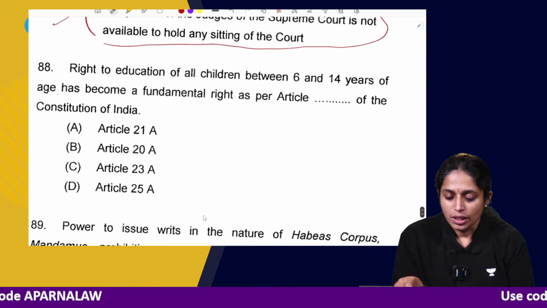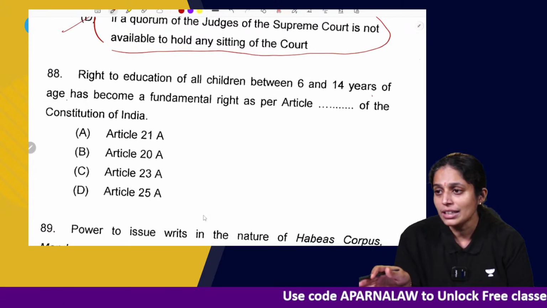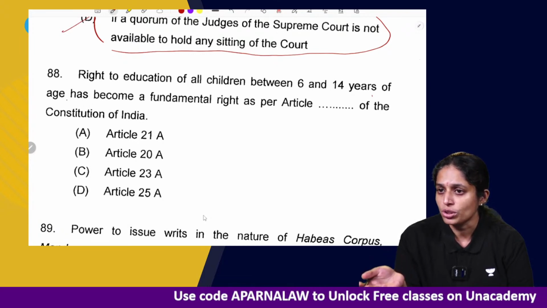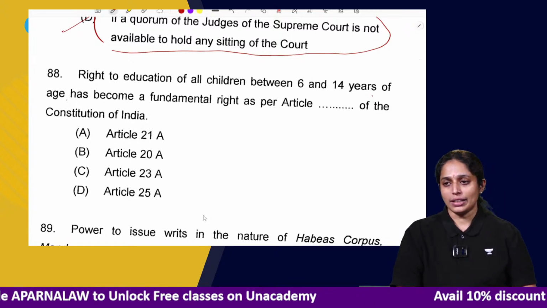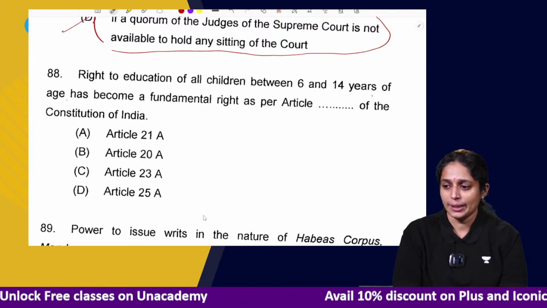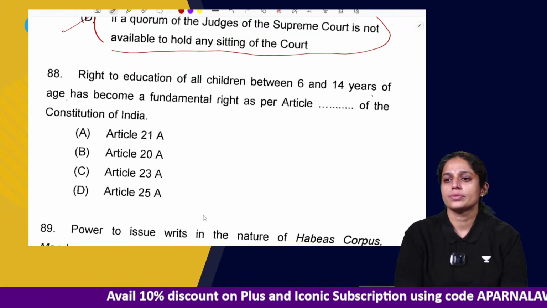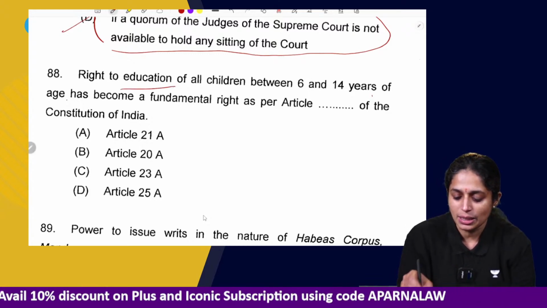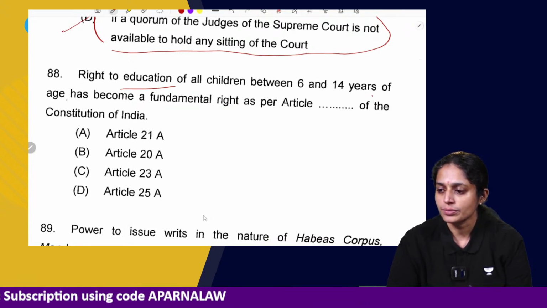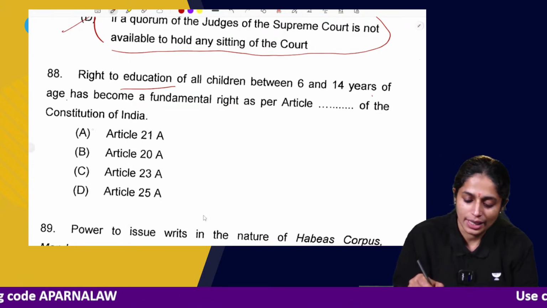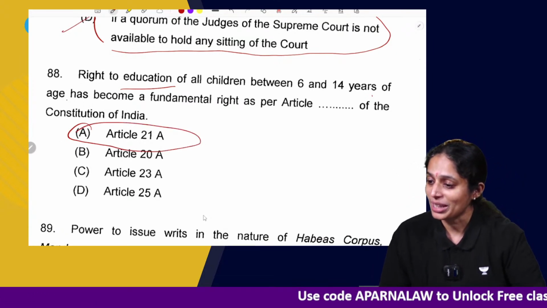88th question. Right to education of all children between 6 and 14 years of age has become a fundamental right as per Article dash of the Constitution of India. A, Article 21A, B, Article 20A, C, Article 23A and D, Article 25A. This has become a fundamental right by virtue of which article? It is A, Article 21A. Yes, you are also mentioning the Amendment Act.